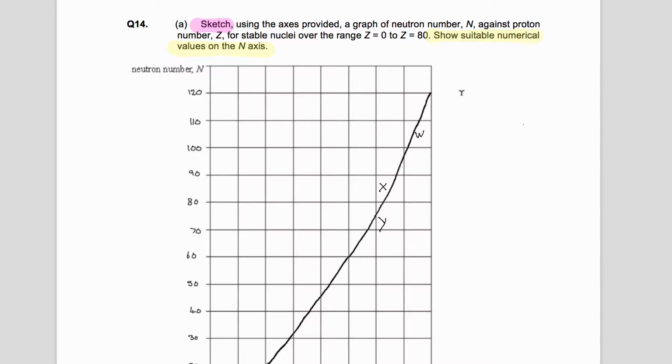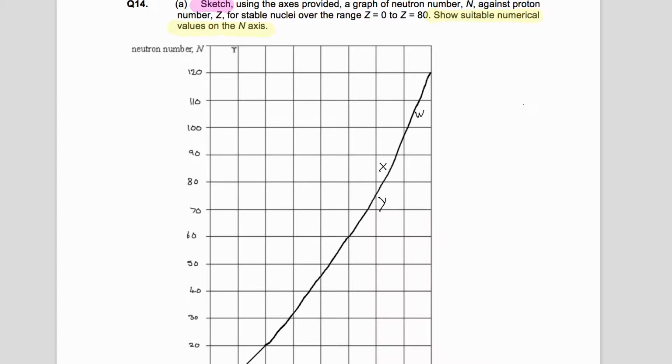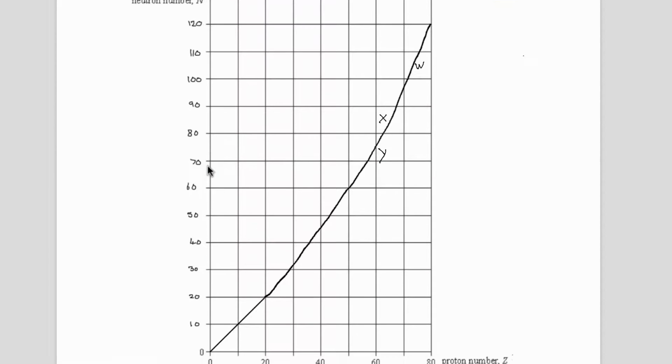Okay, so this is question number 14 of the nuclear homework booklet. In question 14 part A, we're asked to simply sketch, using these axes down here, a graph of the neutron number against the proton number for stable nuclei between Z equals 0 and Z equals 80. We're also asked to show some suitable numerical values on the N-axis. So we need to basically label these axes.